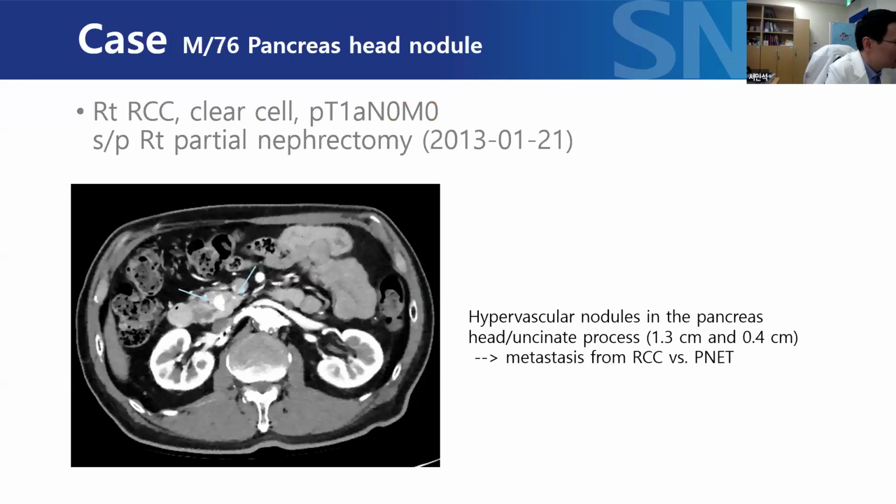Next is a 76-year-old male with a history of renal cell carcinoma. There was a new, very hypervascular nodule in the pancreatic head on CT. RCC is one of those cancers that can metastasize to the pancreas even many years after the primary. So one possibility is that this pancreatic lesion is a metastasis from RCC. Alternatively, it could be a new primary pancreatic neuroendocrine tumor, and both are hypervascular on CT.